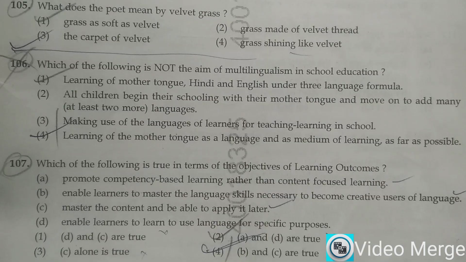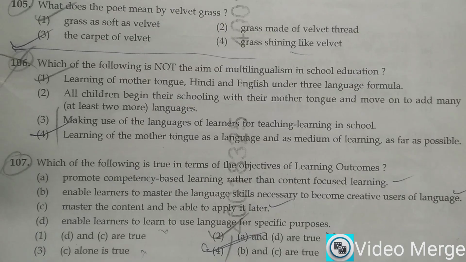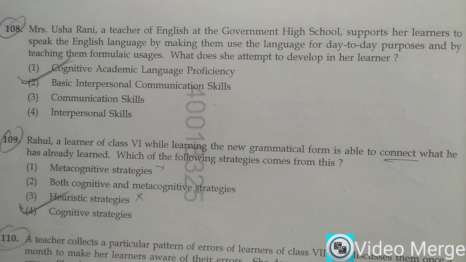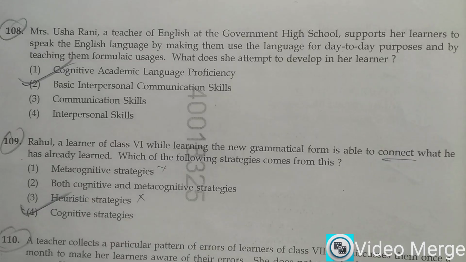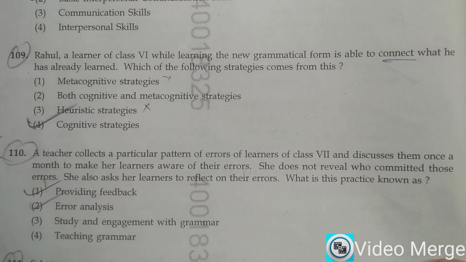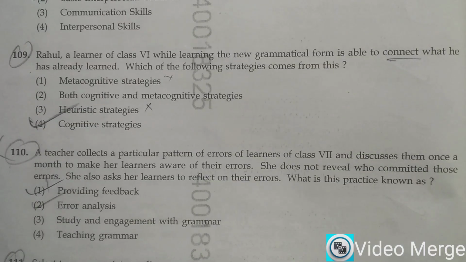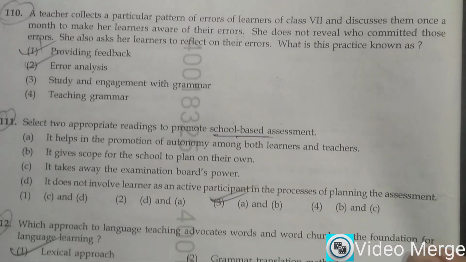Learning of mother tongue, Hindi and English under the 3 language formula. A and D are true. Number 2, basic interpersonal communication skills. Cognitive strategies. Number 2, error analysis, providing feedback.